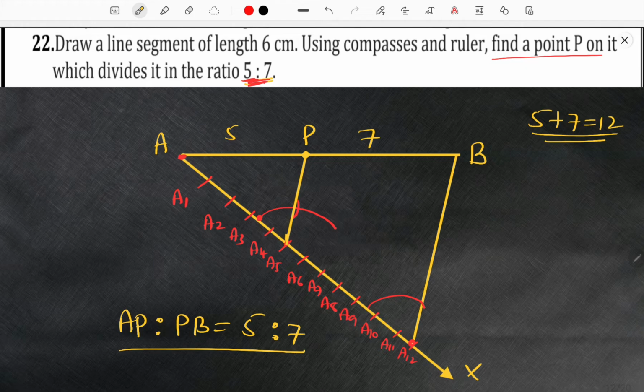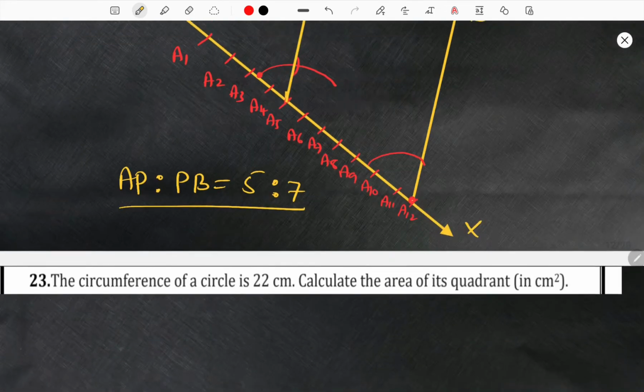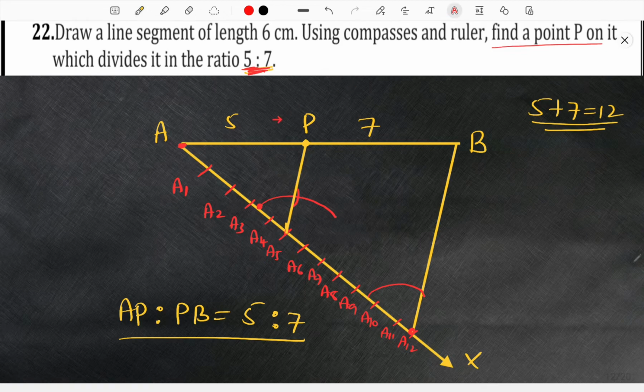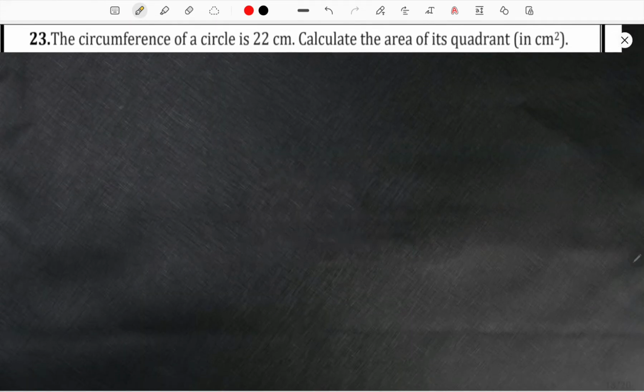Done. That's it. Moving forward to the third question. Please concentrate on this construction. This is a short question and definitely this will be asked for 2 marks. Fine. Moving forward to the next question.